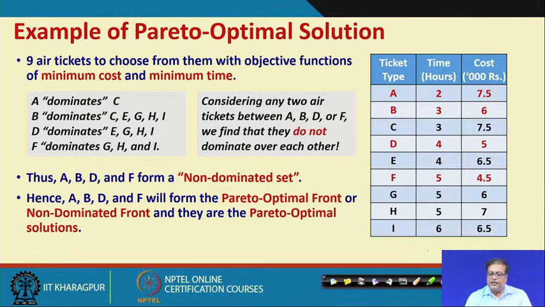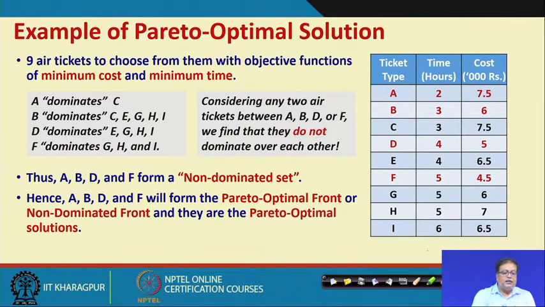Similarly, F, G, H, I, if I compare, F is equal to G in time, but better in cost, and F and H again time is same, but cost is less in F, and F is better than I in both time and cost, is that all right? So, this is about the dominance.